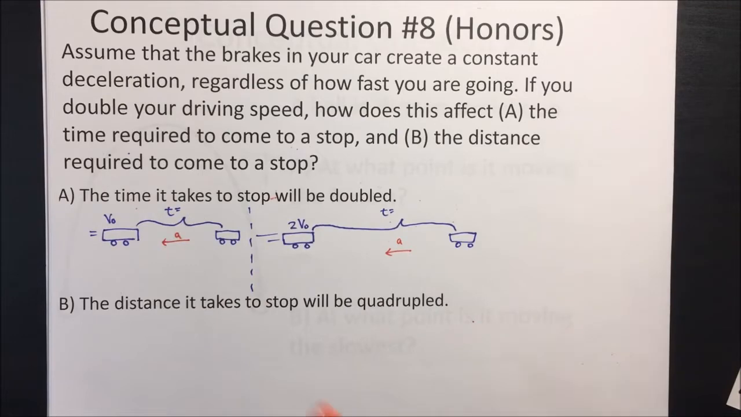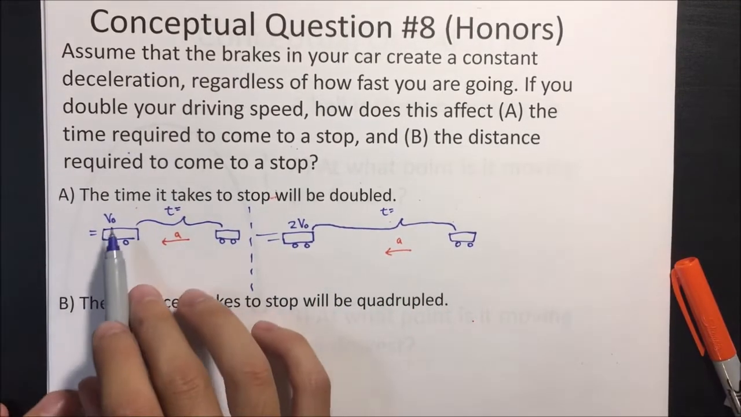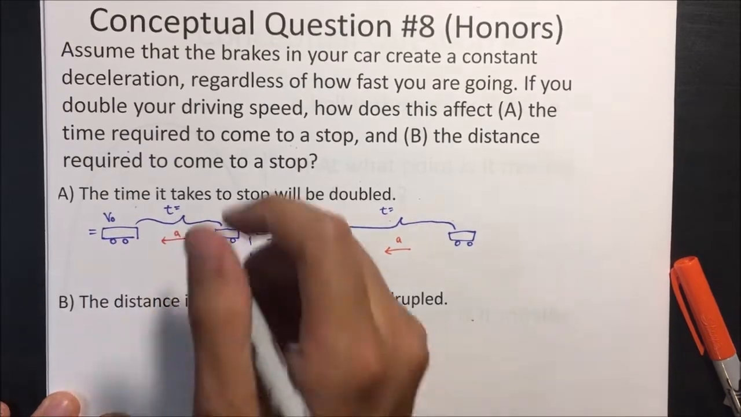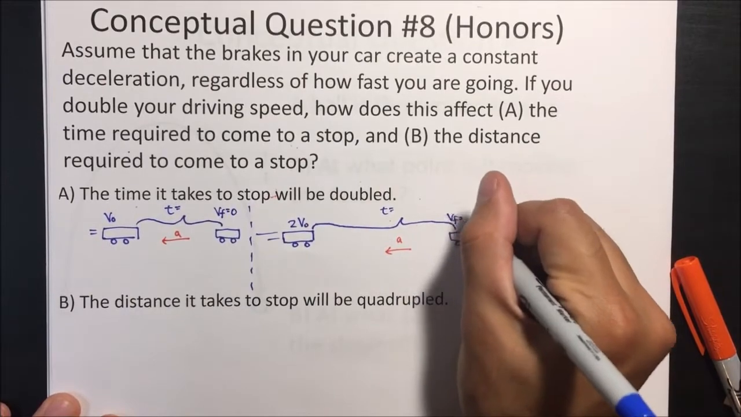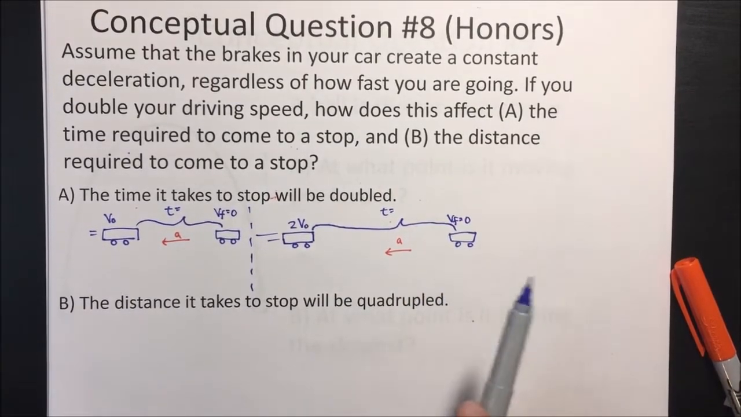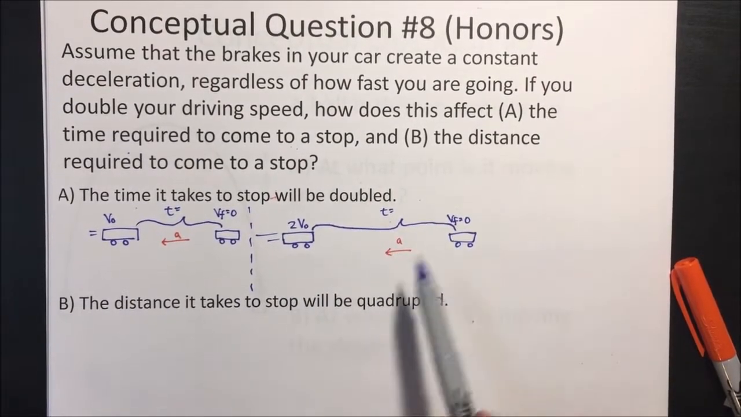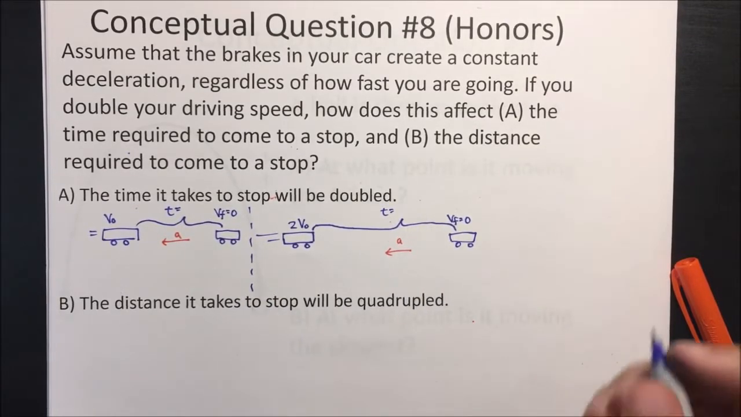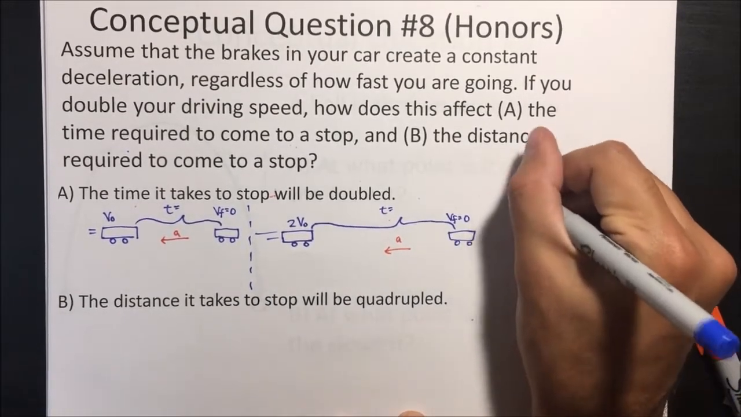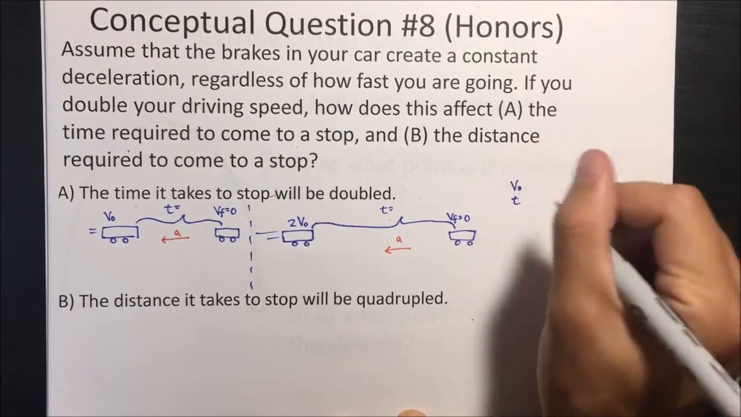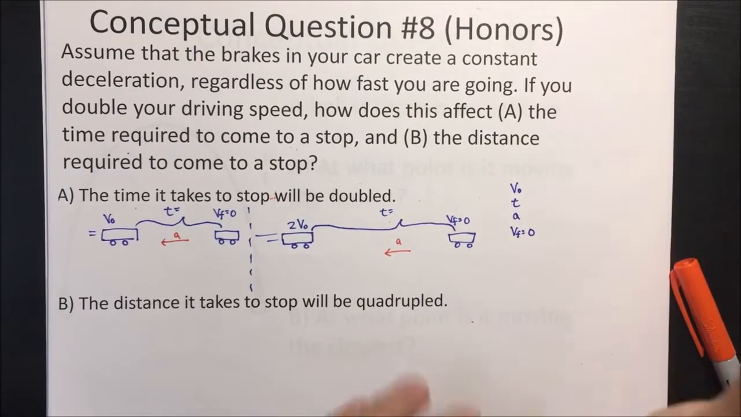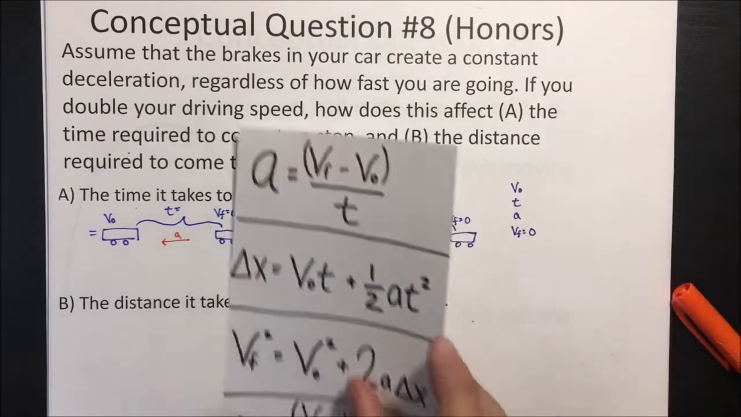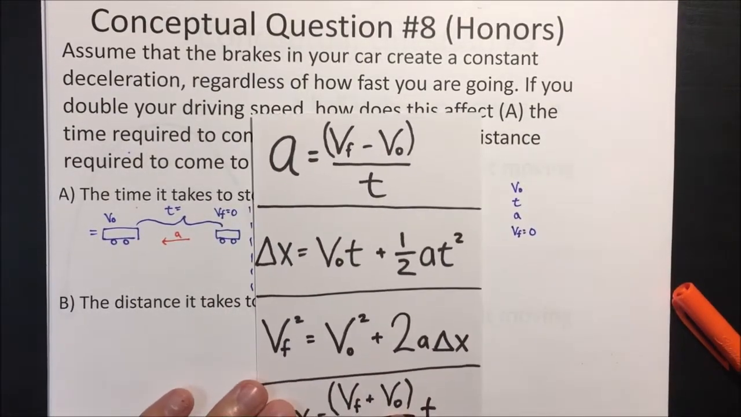What we want to do with these problems is know what variables we're playing with. So we have the initial velocity, time, acceleration, and we also know that the final velocity is 0 in both of these situations. You want to find the 4 variables you're playing with and write them down. So we have V initial, time, acceleration, and V final, which is 0. And we want to look at what formula has all 4 of these.